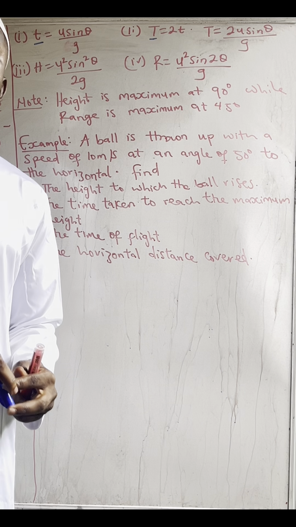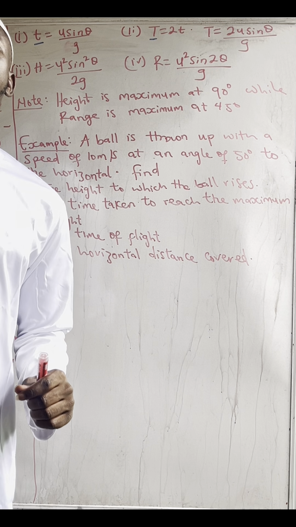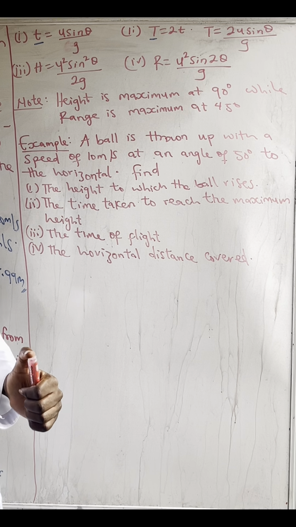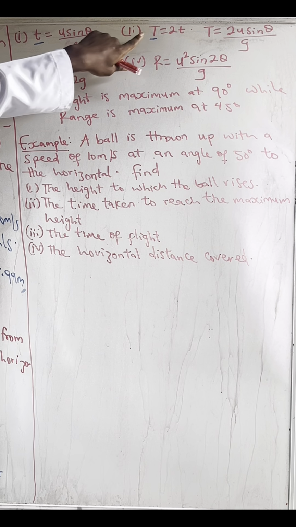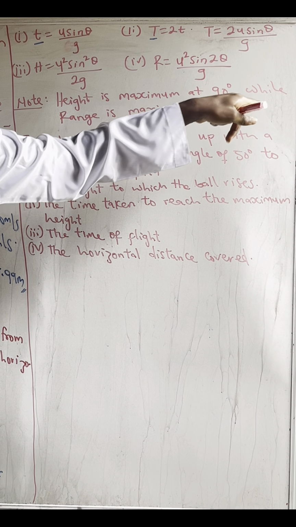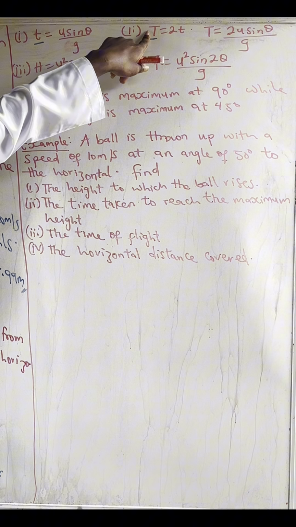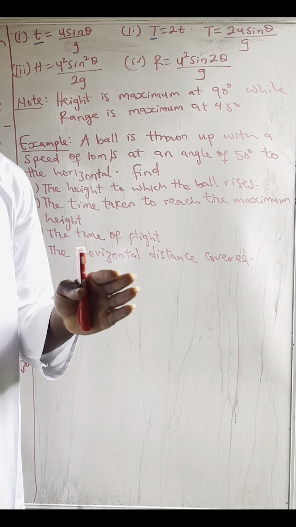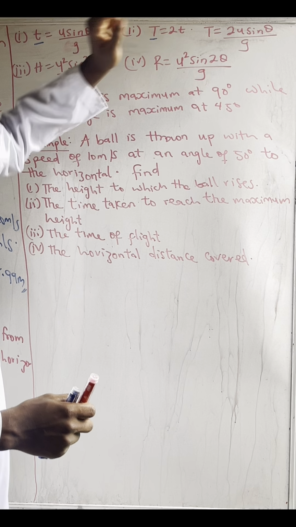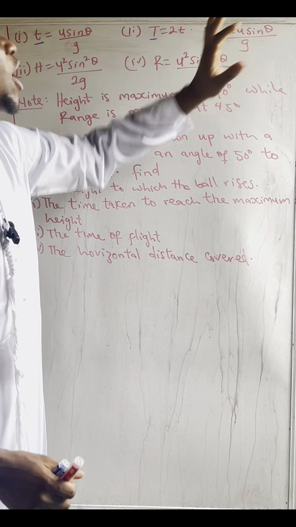That is to say, the addition of the time taken to reach the maximum height with the time it will take from that maximum height back to the initial point. So the formula for this small t is u sin theta over g, while the formula for this capital T is 2t. That is, this t plus t will give us this capital T. So the total time of flight, or the total time spent in air, will be equal to 2 times small t. And that's why the formula for this capital T will be 2u sin theta over g.